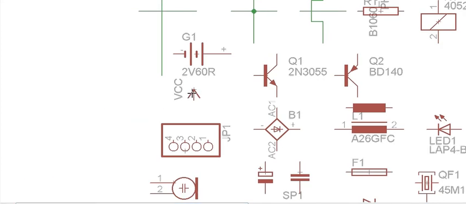So we got the ground and the power. The little arrow up. The arrow down is a symbol for a negative power supply, but you don't really need to worry about that.